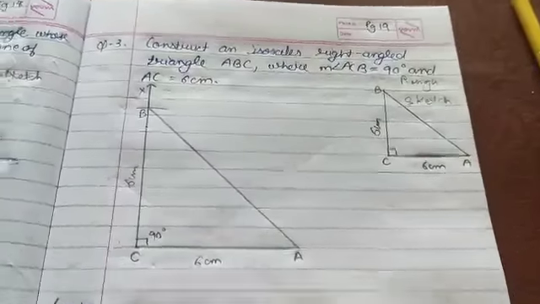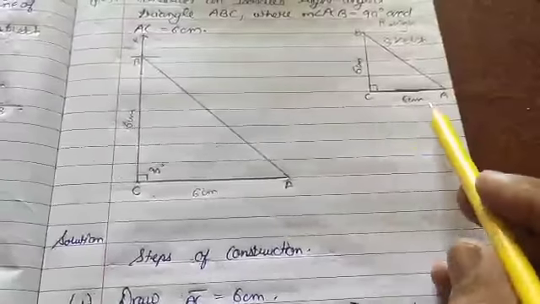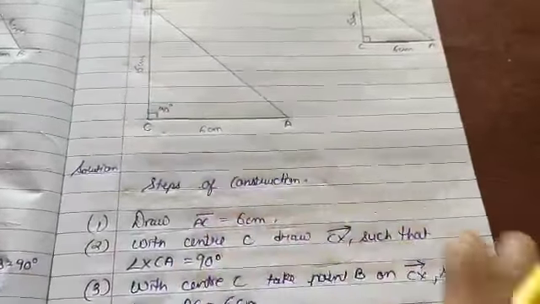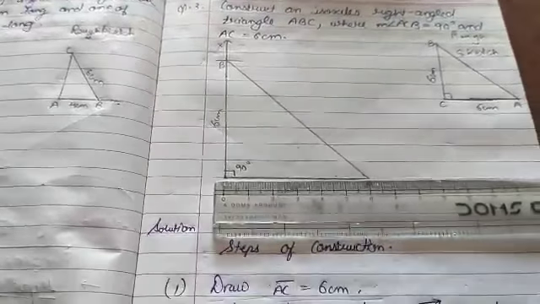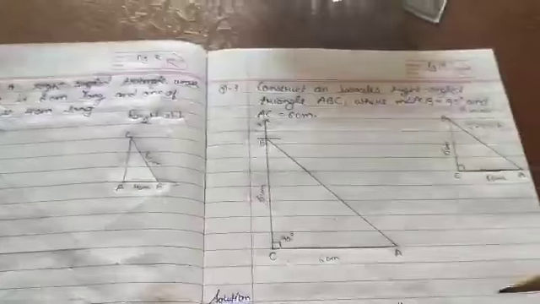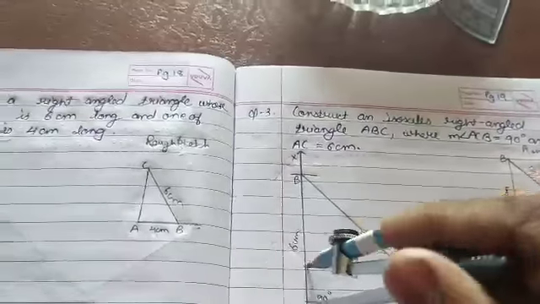Now this is how we have to construct. Let us see. So first draw this base AC, draw line segment CA of 6 centimeter. Place your scale over here and try to get this 6 centimeter. Then try to construct this 90 degree. So either you can make use of a protractor, or see here how to construct.